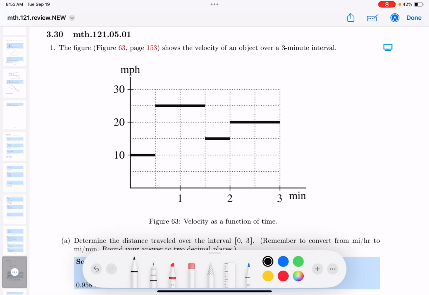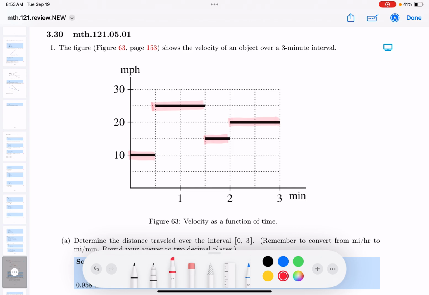Okay, step one is to read the question and understand what it states. It says the figure, figure 63, shows the velocity of an object over a 3-minute period. All right, so what am I witnessing here? The speed here is 10 miles per hour. The speed here is 25 miles per hour. The speed here, 15 miles per hour, at least according to the diagram. The speed here is 20 miles per hour.